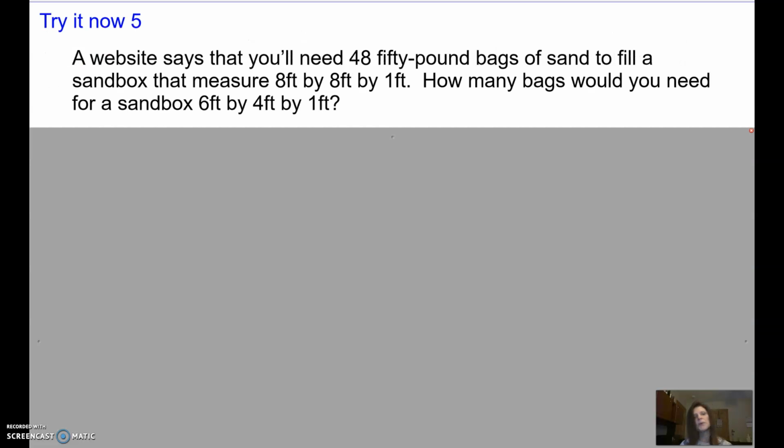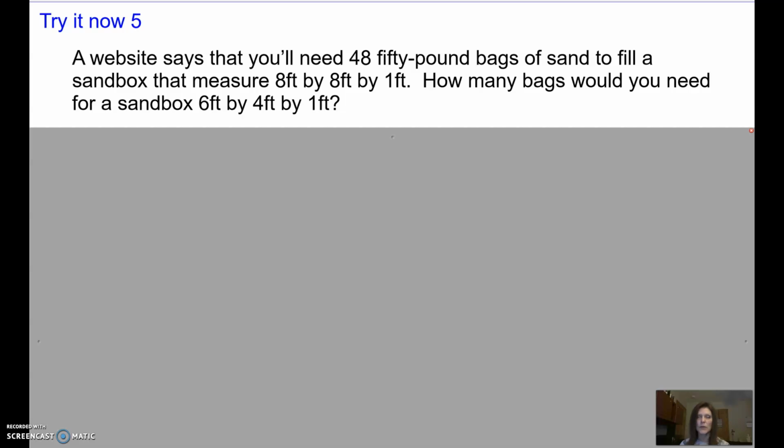Let's take a look at one more. This is similar, and this also is from your book. It says, a website says you will need forty-eight 50-pound bags of sand to fill a sandbox that measures 8 by 8 by 1. How many bags would you need for a sandbox that is 6 by 4 by 1?